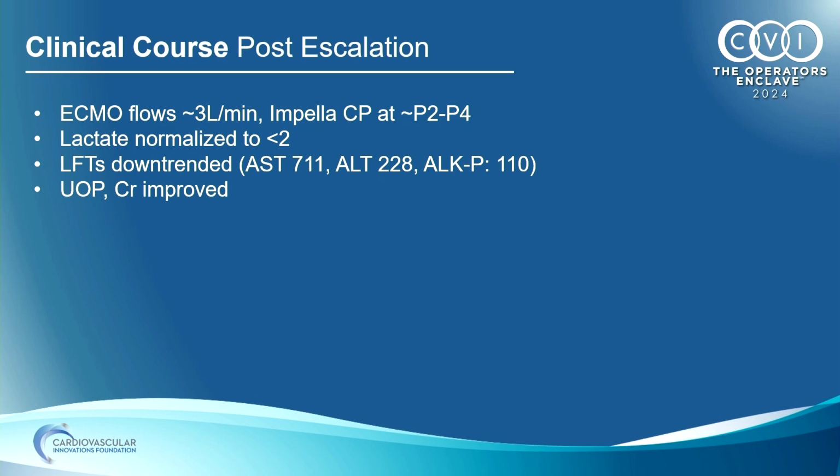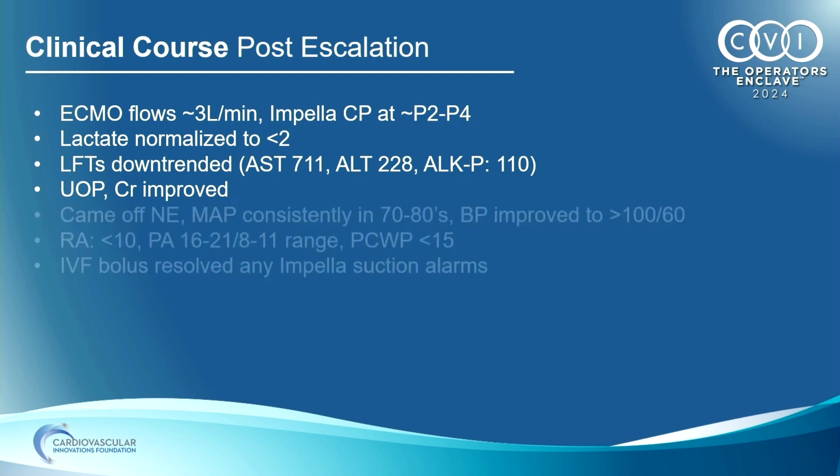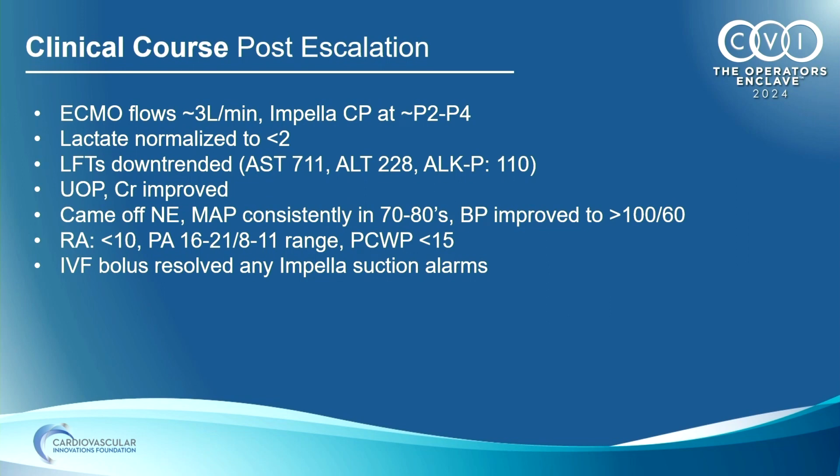Very quickly after that, the urine output within the next 4 hours started going up. Creatinine, obviously, over the next 12, 24 hours got better. The patient completely came off norepinephrine. Obviously, within hours of going on ECMO, MAPs were pretty high. Blood pressures were improving. These are hemodynamics on ECMO for what they're worth. Obviously, even lower filling pressures, not surprising.